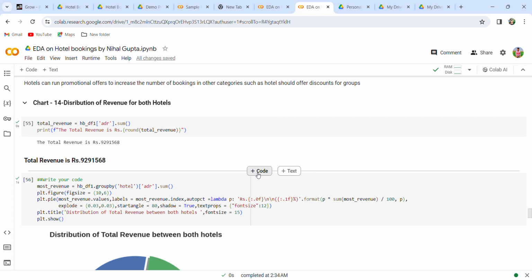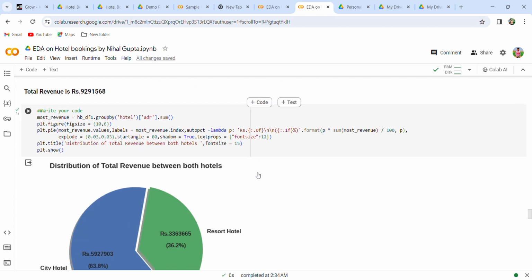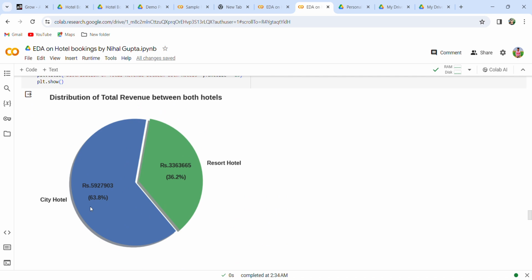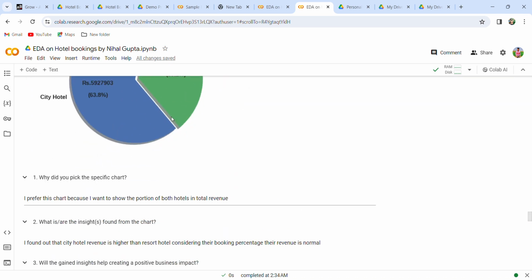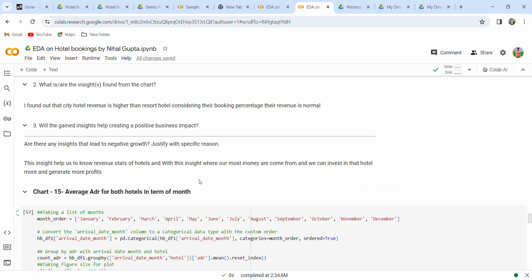Now coming to 14, distribution of revenue of both hotels. In this analysis we are going to see the total revenue made by our city hotel and our resort hotel. We get that city hotel is making more revenue than resort hotel. City hotel occupies 63.8% of total revenue and resort hotel is only giving us 36%. It means that it's about one third.